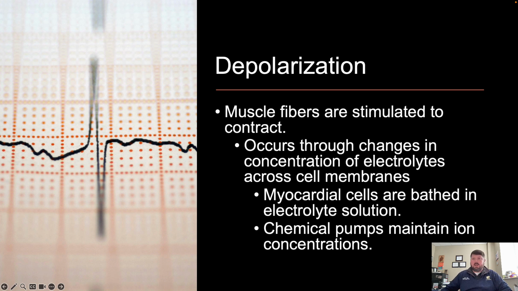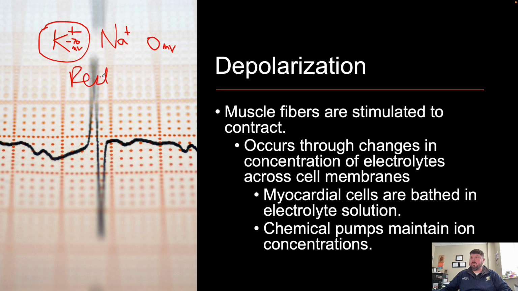Now remember, again, the polarized state of the cell is when potassium is on the inside and sodium is on the outside, and there is a charge of -70 millivolts on the inside and a charge of 0 millivolts on the outside. This is resting, or polarized.